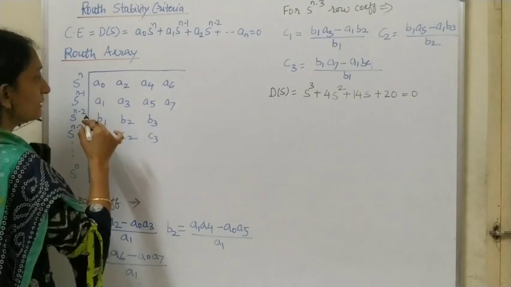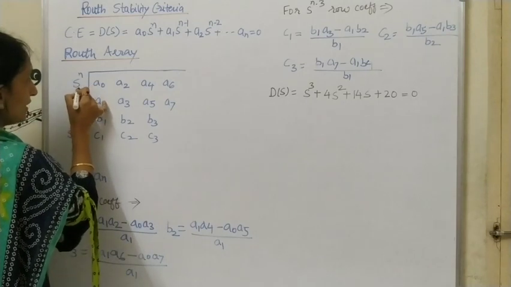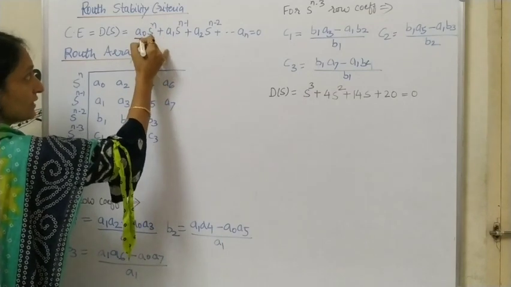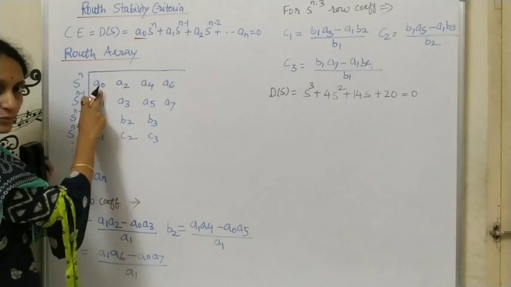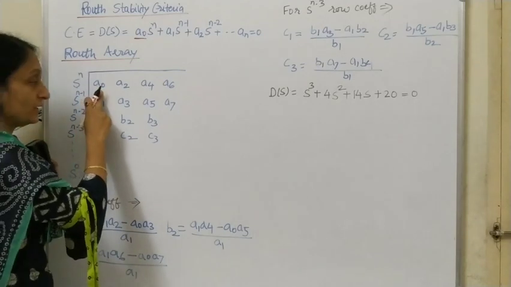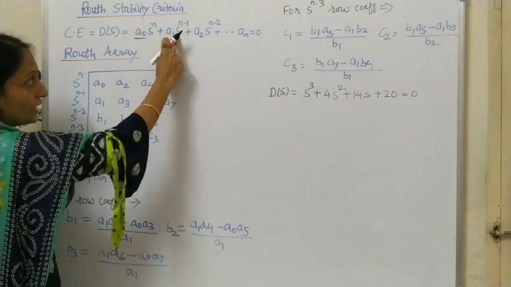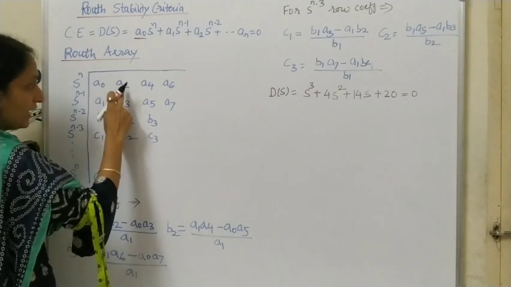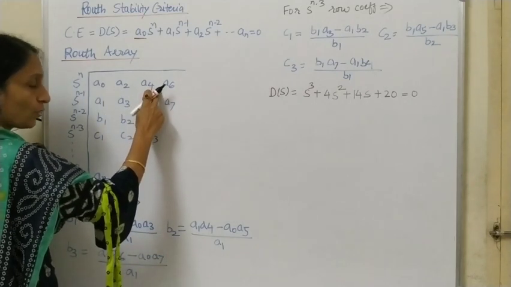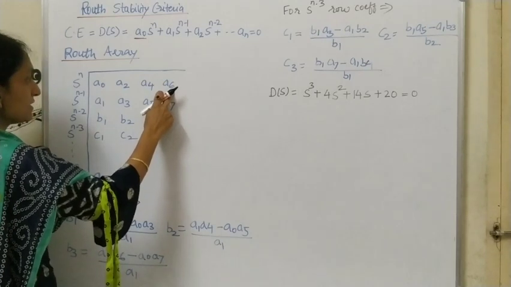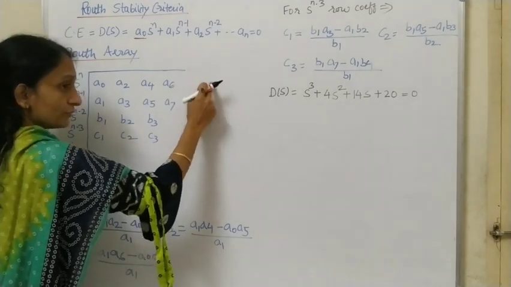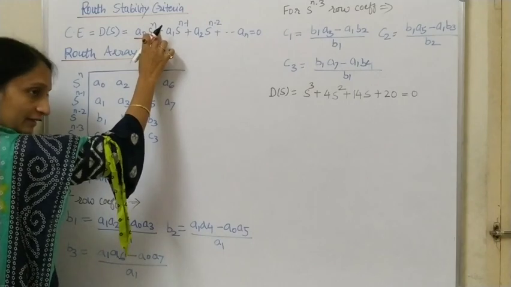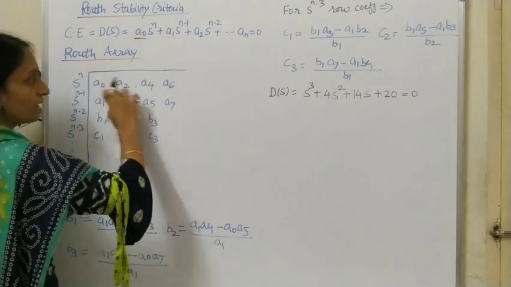Now see how we will put the coefficients. First of all, s raised to power n is given, so the coefficient of s raised to power n is a0. So here I have written a0. And same as the Hurwitz determinant, I will skip one term and write a2. So look at this: a0, a2, then a4, skip one term, next a6. Similarly, the first row we complete directly, starting with the coefficient of s raised to power n, skipping one term each time.